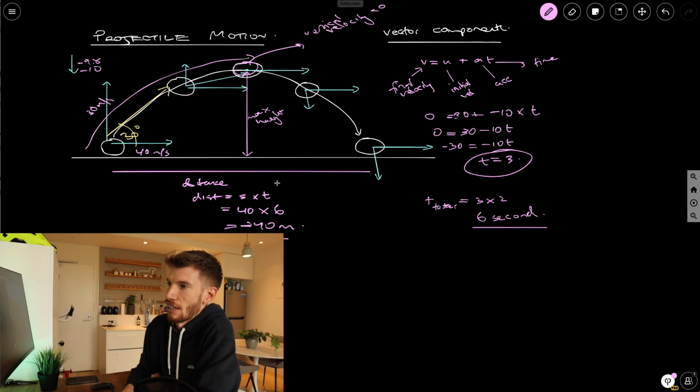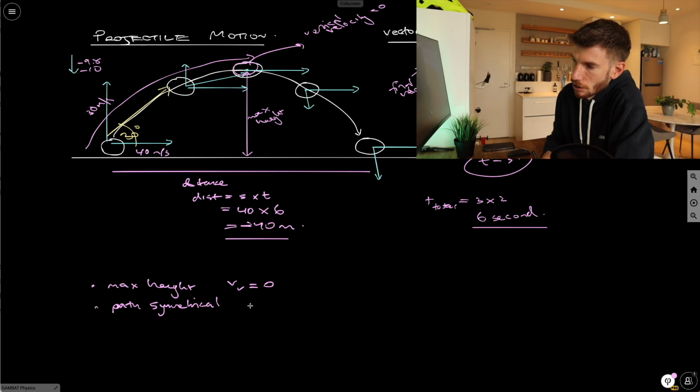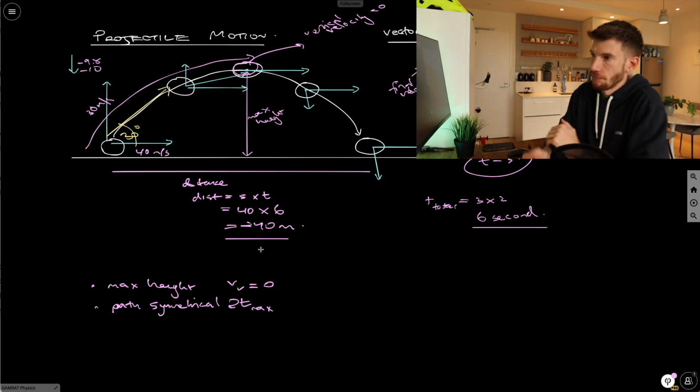But that's projectiles. So the key things that we want to take from it are that at maximum height, vertical velocity, so I'll do VV, vertical velocity, is equal to 0. The other thing is that its path is symmetrical. So therefore, the time to get to the maximum height is equal to half of the total. If we've got T max, then 2 times the time to get to the maximum position is going to be the total flight time. We can assume that the 2 halves are equal.